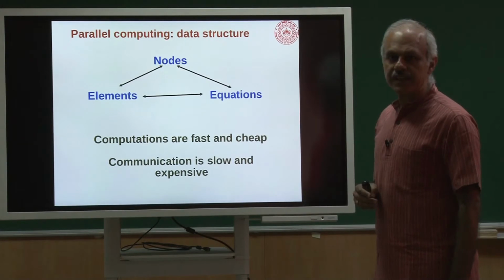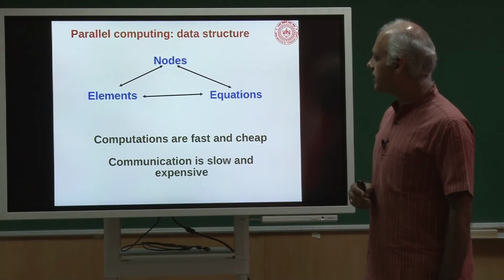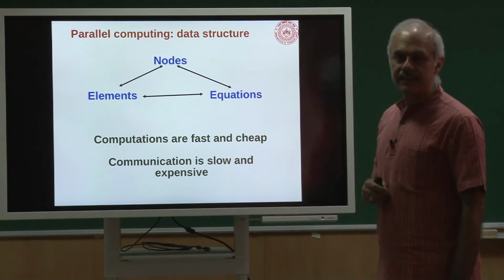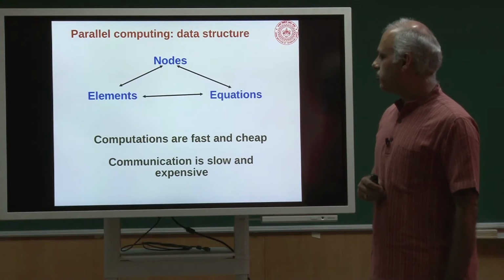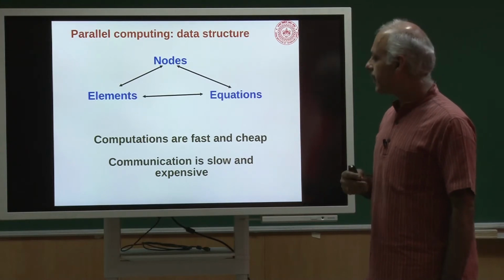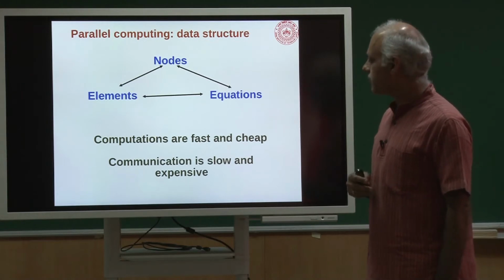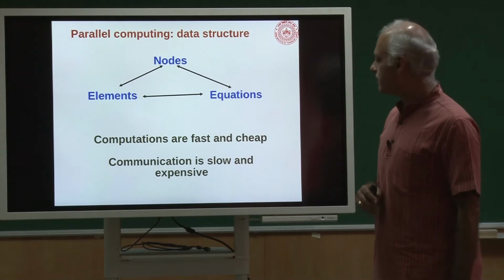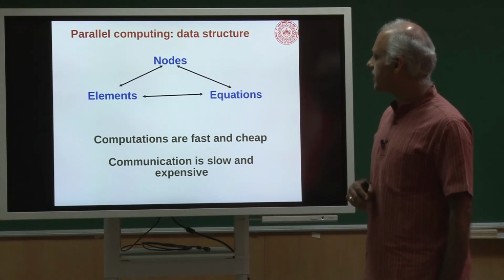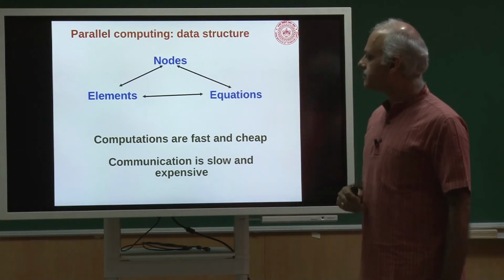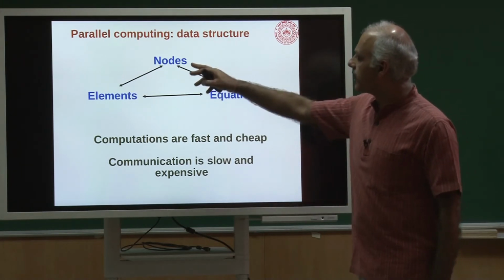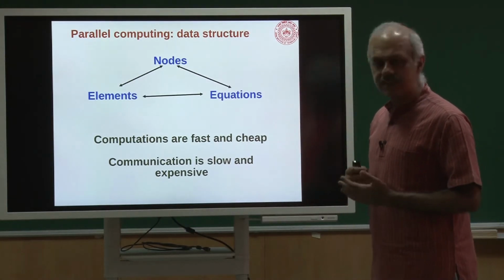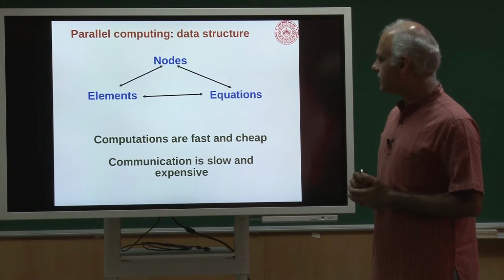So, in parallel computing, we want to make sure that communication, which is a bottleneck and the most expensive, should be minimized. Even if we have to do calculations again and again, we want to repeat them. Compared to communications, they are fast and cheap, so we prefer them over communications. We have three kinds of storage: storage at the node level, then at the element level, and at the equation level, and the communication should be done in a manner that is most efficient.